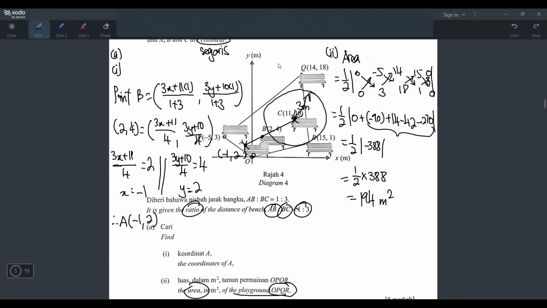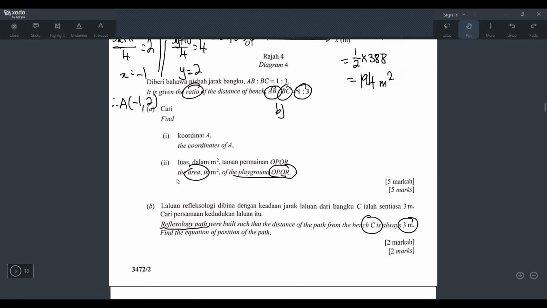Okay, you know why it becomes a circle? Because if it's always 3 meters, it means it's a circle. If you move further away, it becomes more than 3 meters. If you move nearer, it will be less than 3 meters. That's why it's always 3 meters. So the path is actually in a circular shape, right? And now they want you to find the equation of the path.